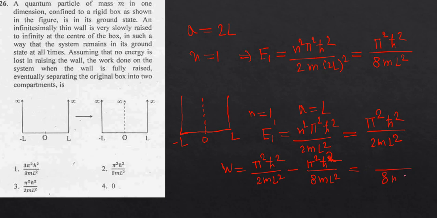So 8ml square, 4 minus 1 pi square h cross square. So now you will get 3 pi square h cross square upon 8ml square. So the answer will be 1. I hope this question is also clear to you. Now let's move towards the next question.